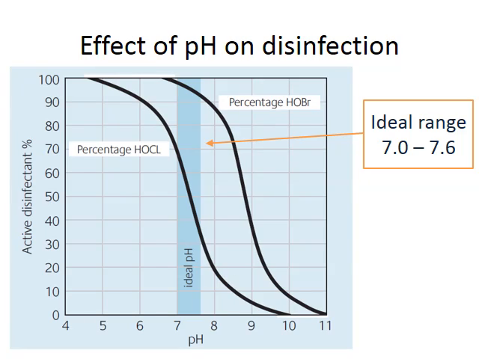pH control is critical to effective disinfection. This curve is taken from the HPA guidance and shows the effect of pH on the availability of the hypochlorous and hypobromous ions in the pool water. The ideal range for pH in spa pools is between 7.2 and 7.6, with an acceptable range of 7 to 7.8. Outside that acceptable range, the pool should be taken out of use until the pH can be corrected.